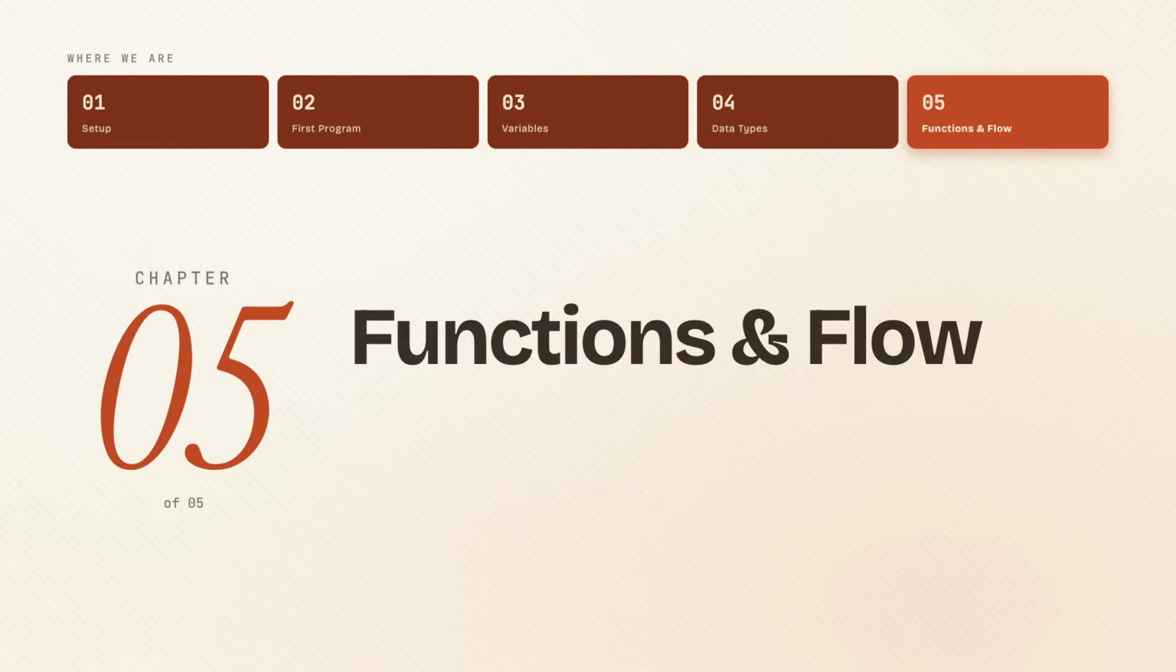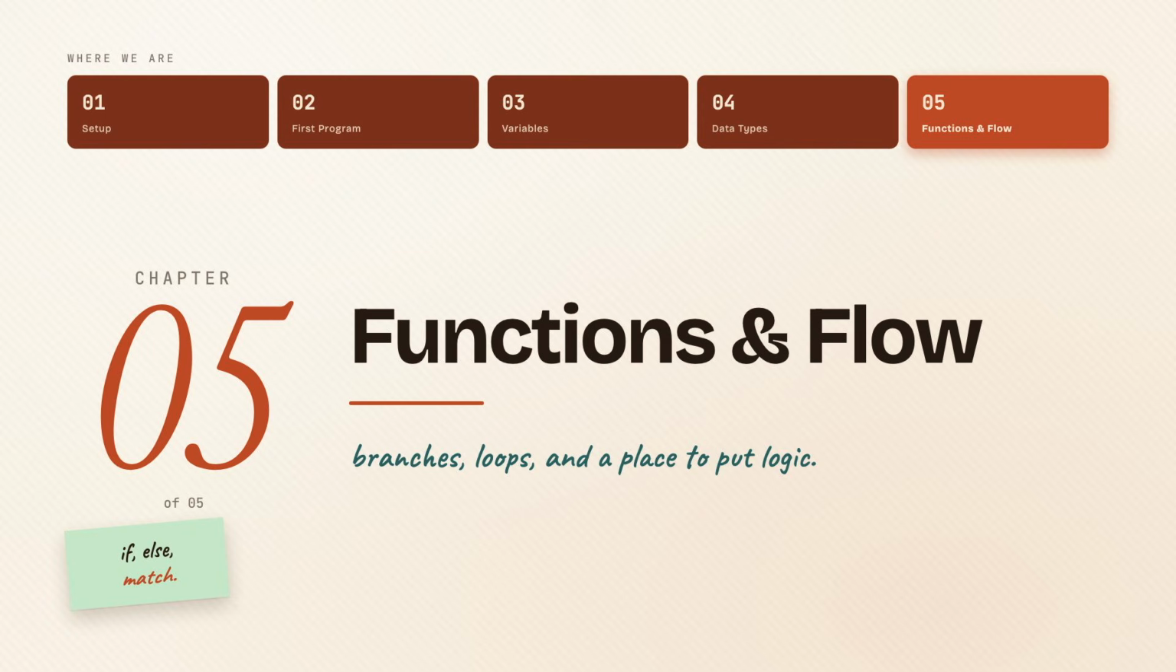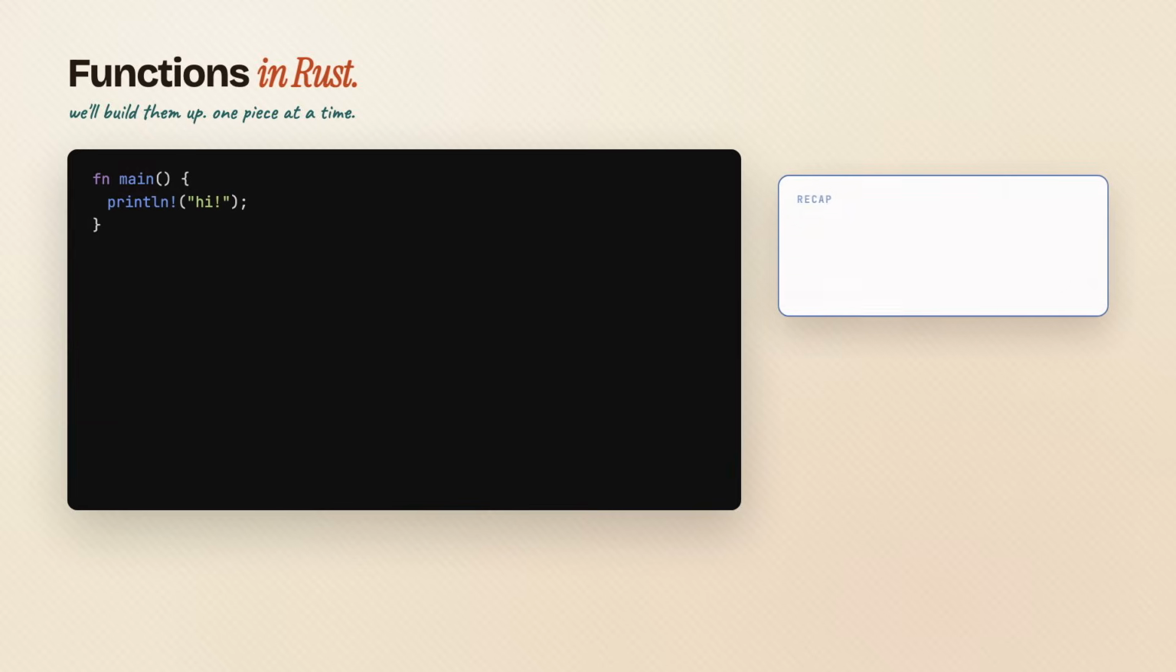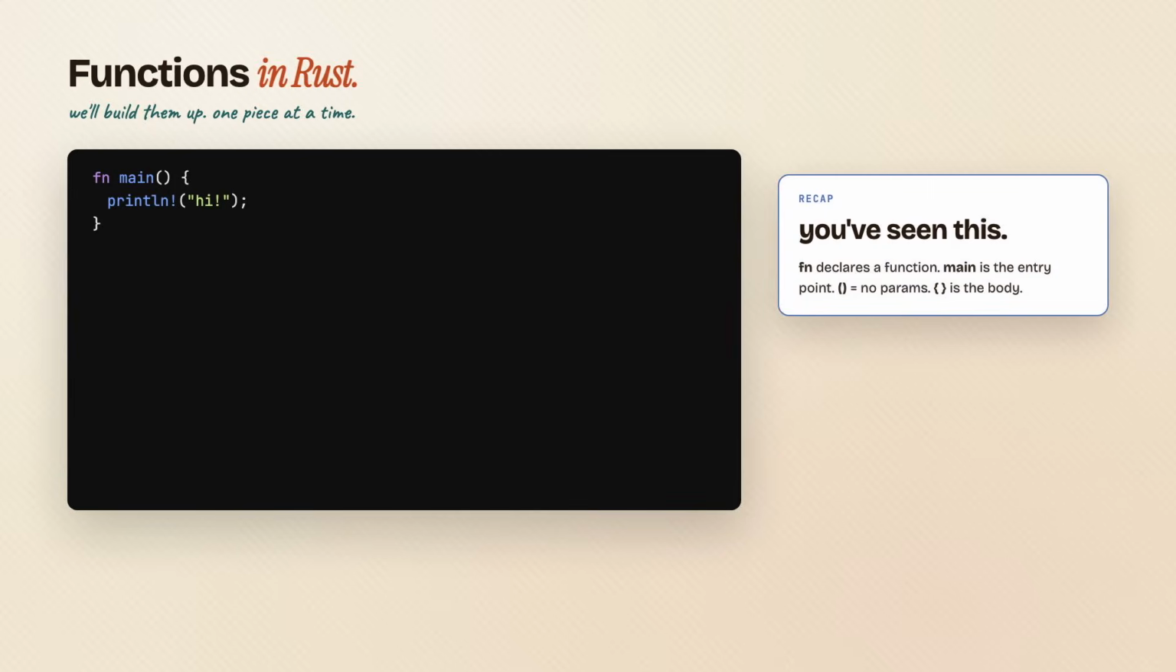Now we're gonna learn about functions and the control flow. We have already seen the fn main. fn declares a function, and main is mostly the entry point. There are curly braces for the body, and snake case in terms of names by convention. Now let's add a parameter.